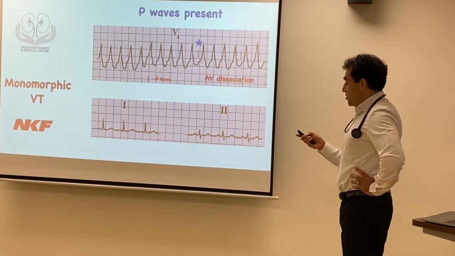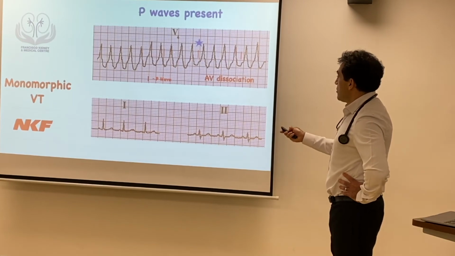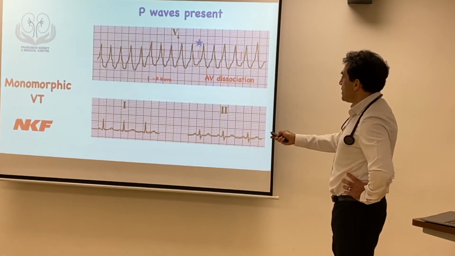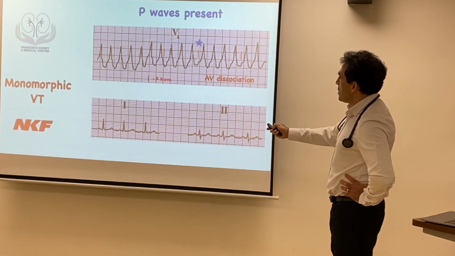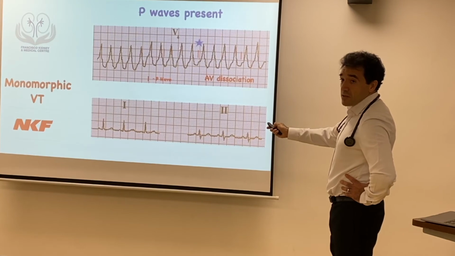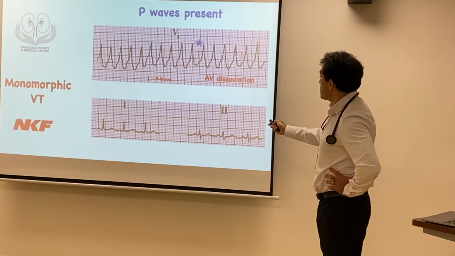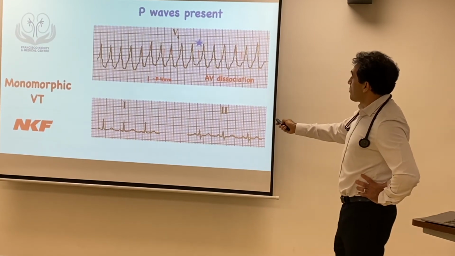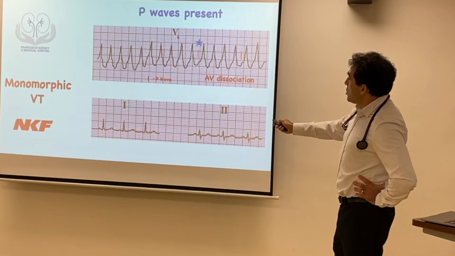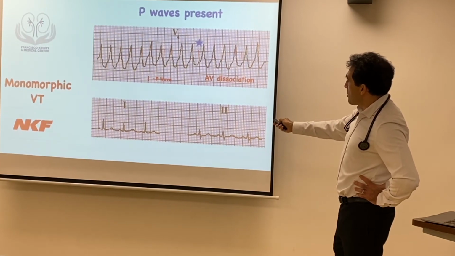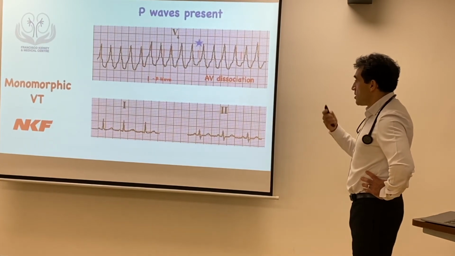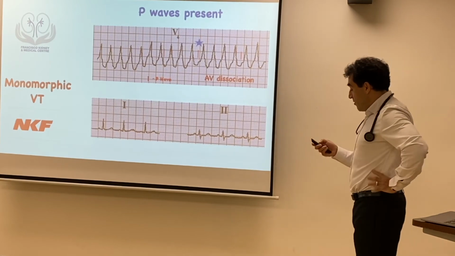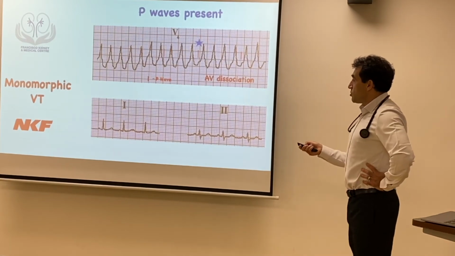This is monomorphic ventricular tachycardia. You can see all the complexes are quite wide. The heart rate is very fast. So you see, here it is like 1.5 squares. So remember, it's 300 divided by 1.5. So it's quite fast. And there is also AV dissociation. There are P waves present here. This is a P wave. Yeah. Here there is another P wave. So the ventricle is contracting on its own crazily.